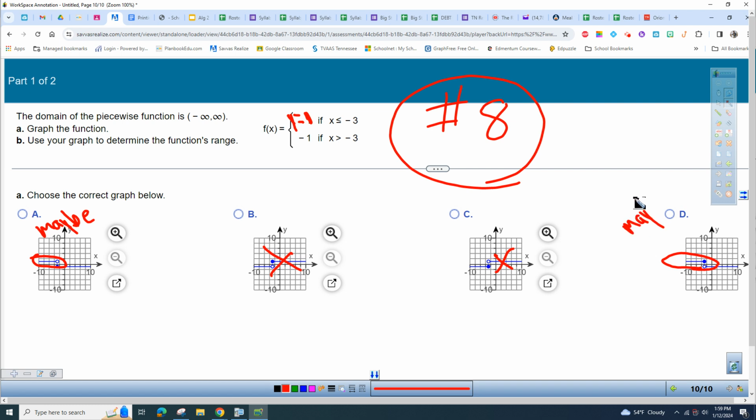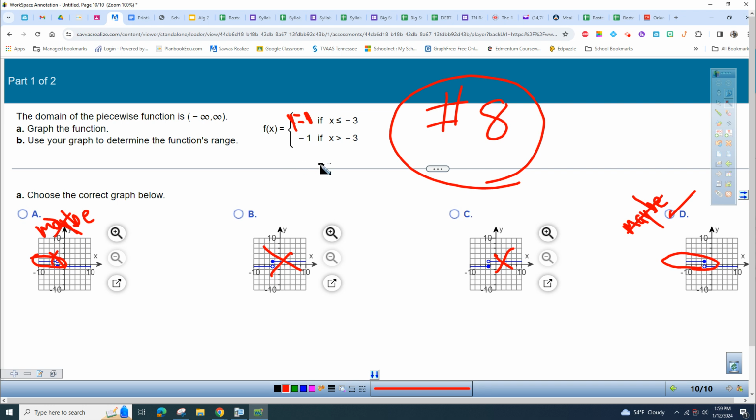Okay, all right. And then come back up here and we see that it says equal to. That's a closed dot. So we're going to say no. I mean open dot, and we want a closed dot. So this is no longer maybe. This is for sure. Got this one correct.